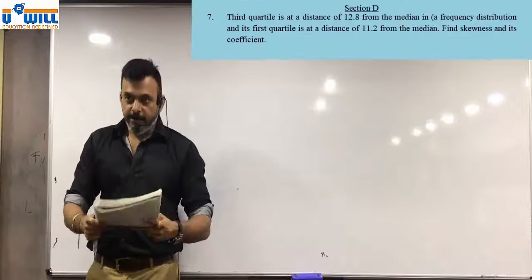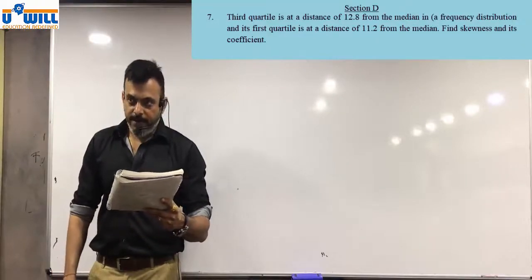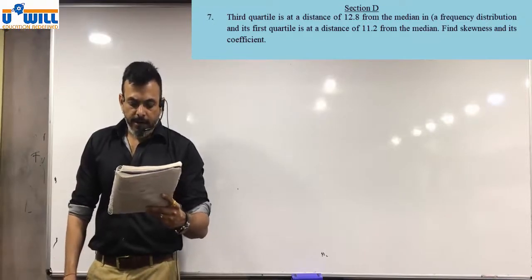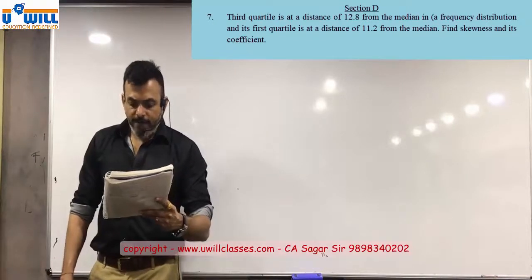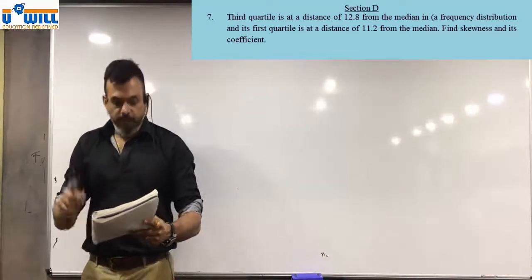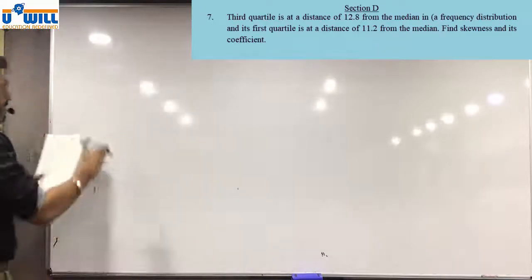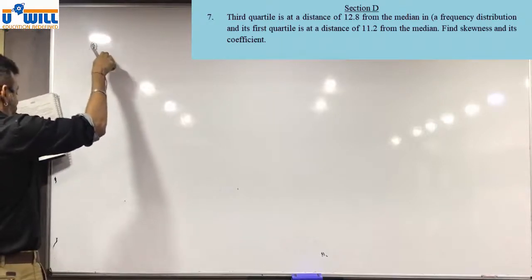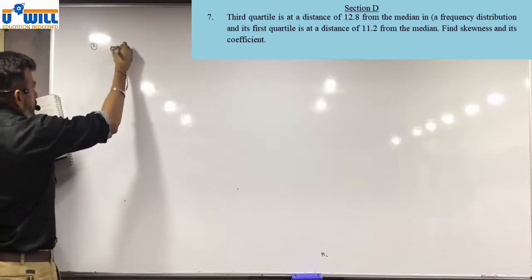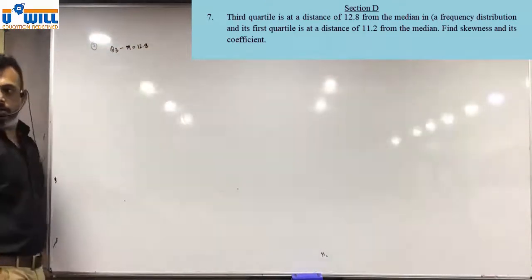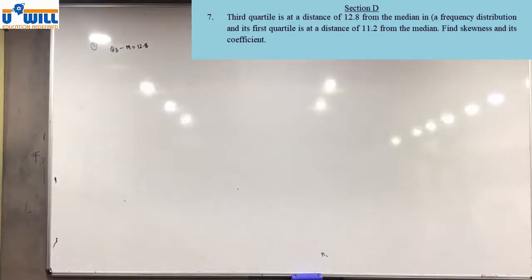Question number 7. Third quartile is at a distance of 12.8 from the median in a frequency distribution, and its first quartile is at a distance of 11.2 from the median. Find skewness and its coefficient. Now, first of all, let's write. Third quartile is at a distance of 12.8 from the median. So Q3 minus M is equal to 12.8. Understood this? Read once again.